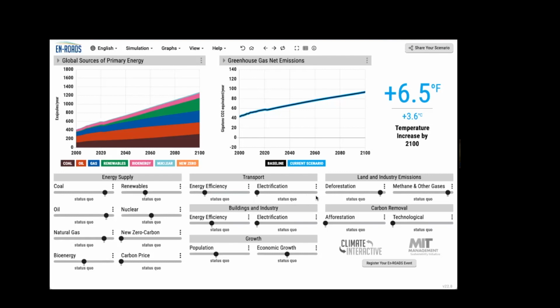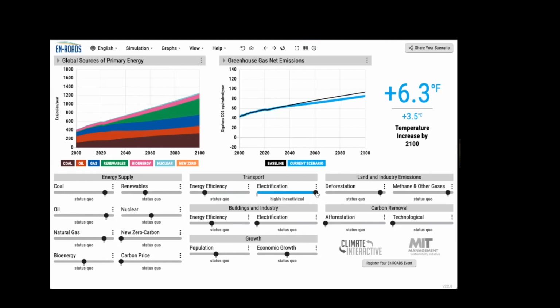So I'm going to start off by changing the scenario. Making cars and buses electric is obviously a big thing that's in the news all the time. What I'd like you to do, if you can put in the chat, is what do you think the impact of that's going to be? How much are we going to be able to lower the temperature that we would see by 2100? I'm going to go ahead and give my example.